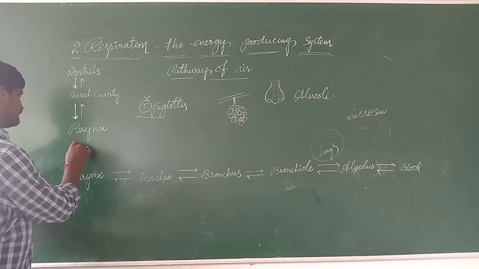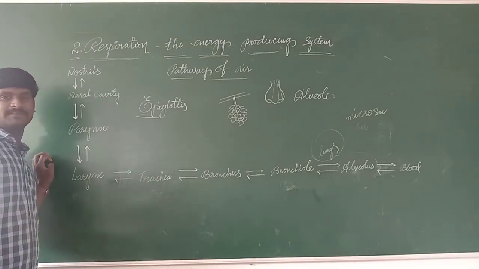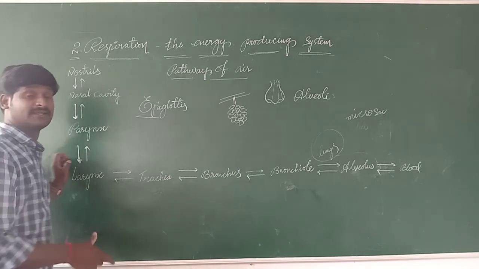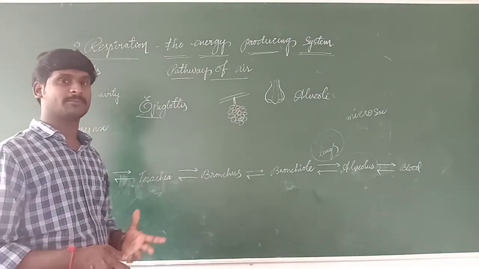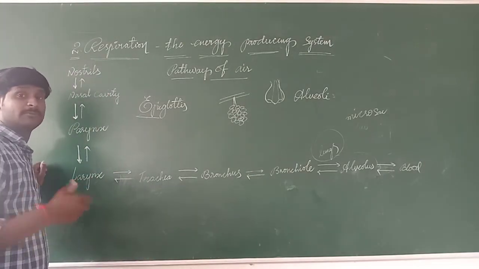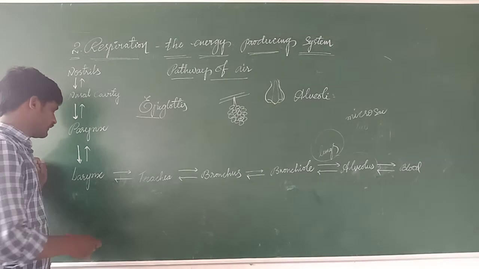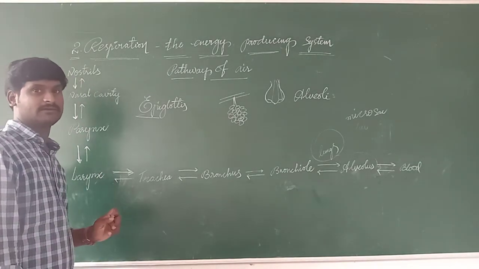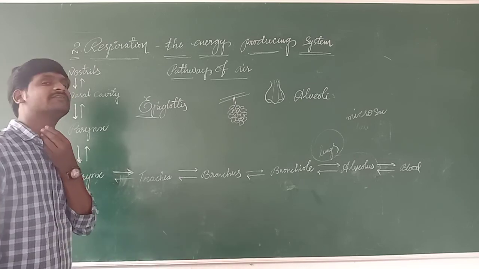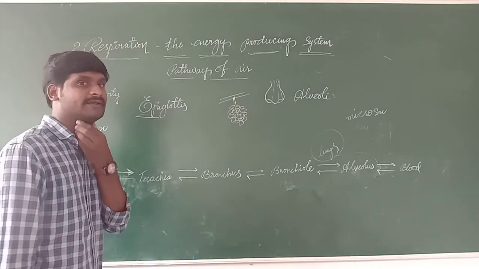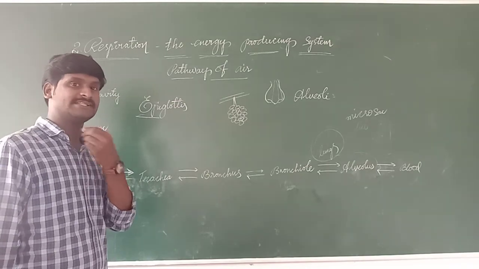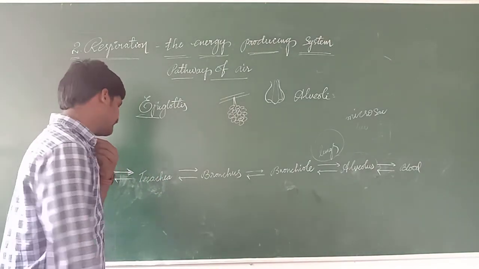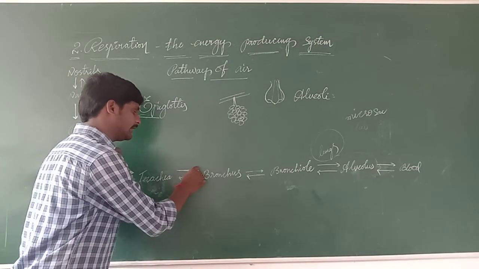Okay, from the pharynx it comes to the larynx. The larynx is the voice box, where the vocal cords are present. Whenever air enters here, it helps to produce sound. Next is the trachea. The trachea is a type of tube. Next, it goes to the bronchus.